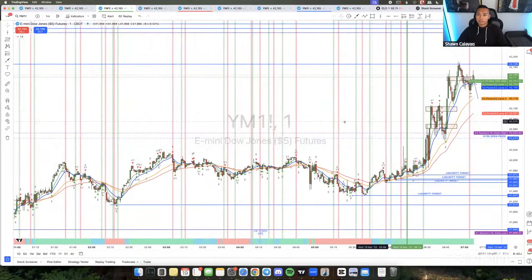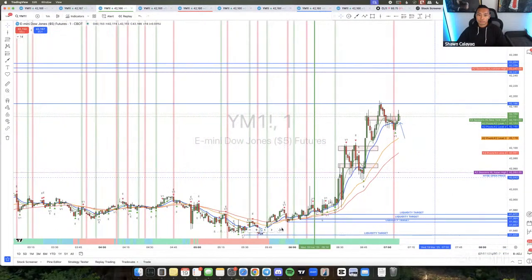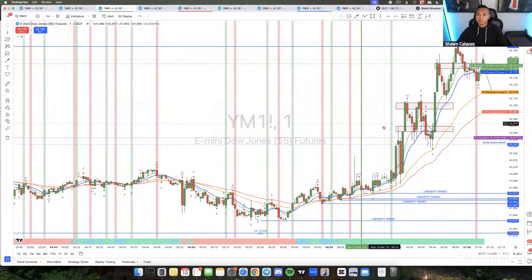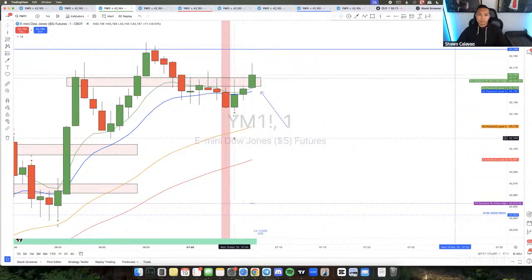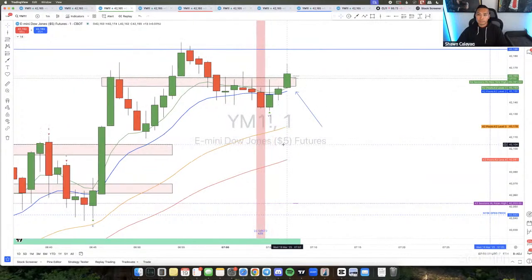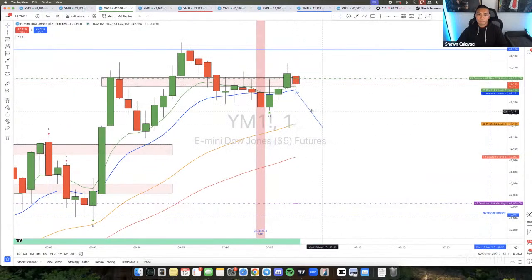So we got this. We are pretty much going to wait for this candle to close, and it closed, no buy signal there.